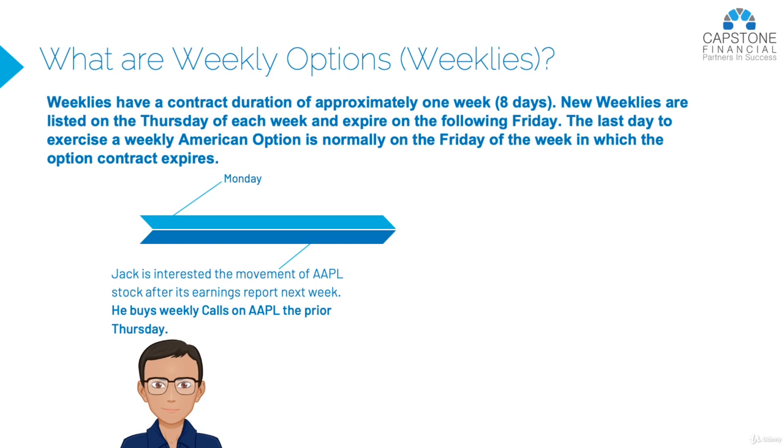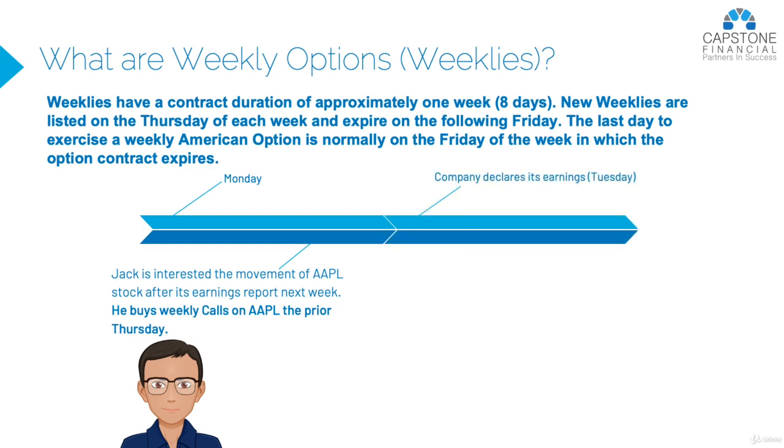Buying a call option says, hey, I think it's going to move higher, and I do believe that during the next several days, Apple stock will move higher, causing my call contract to move higher, and I wait to earnings and see what takes place after hours. The company declares earnings on Tuesday. Jack realizes that his options are going to expire on Friday.